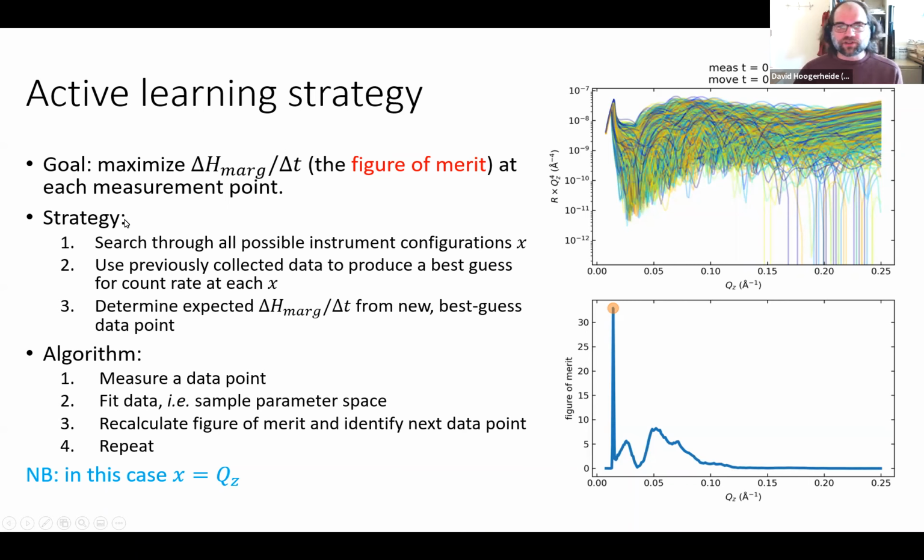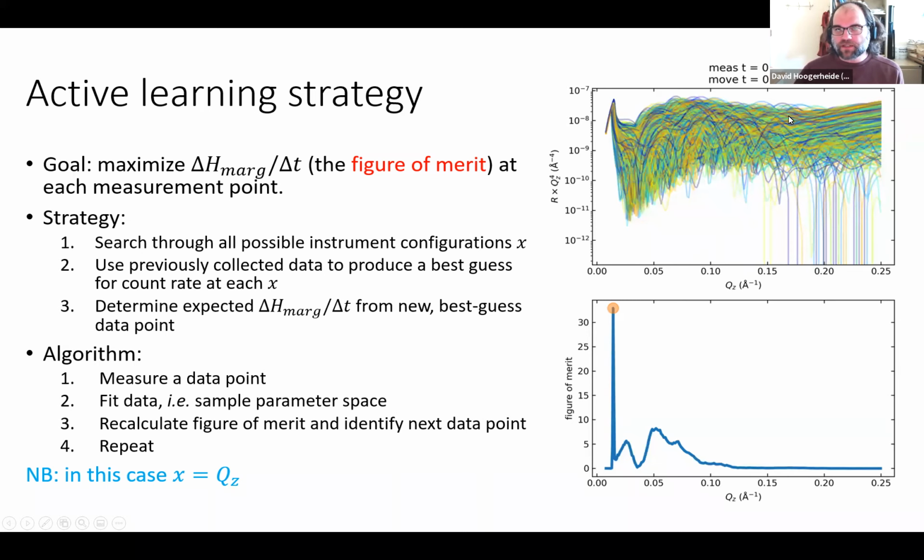And the idea here, here's the general strategy, is that at every point, you have some data that you've already taken. You then search through all the possible instrument configurations, X. In this particular case, this is just going to be Q for a reflectometry measurement. So this is X or Q. You use your previously collected data to produce a best guess for the count rate at each X. And then from this, you determine the expected rate of information increase from that point at each new data point. So that's the figure of merit. So you measure a data point, you fit the data, you recalculate the figure of merit and identify the next data point, and then you repeat over and over again.